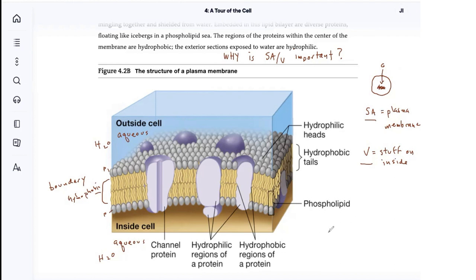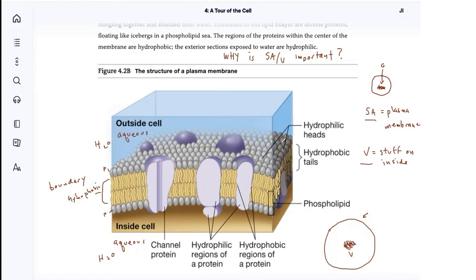If you have a much larger cell, you've got a volume here of cell stuff that needs to be fed, but you have much less surface area proportionally to feed the volume that you have inside the cell, right? So again, we're looking at the plasma membrane in a different context. We focused on the structure of the plasma membrane before. We're going to focus on it again very soon.